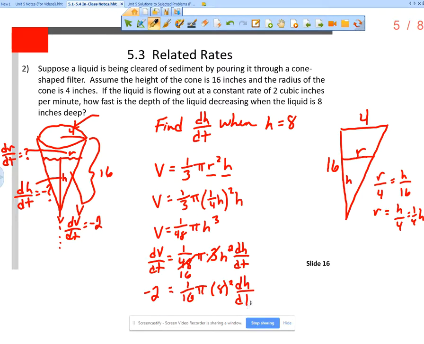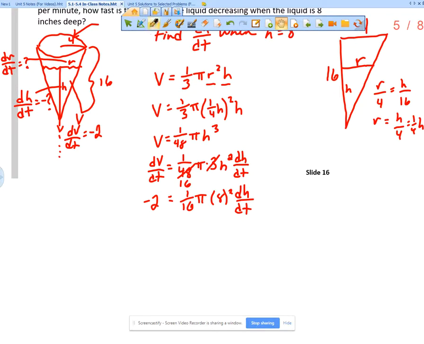And so now this is a relatively easy equation to solve for dh/dt. Basically, I could multiply by 16, so I get -32, and then divide by pi and 8 squared. So divide by 64 pi equals dh/dt, right? And so 64 and 32 reduce to 1/2. So I get that dh/dt is equal to -1 over 2 pi.